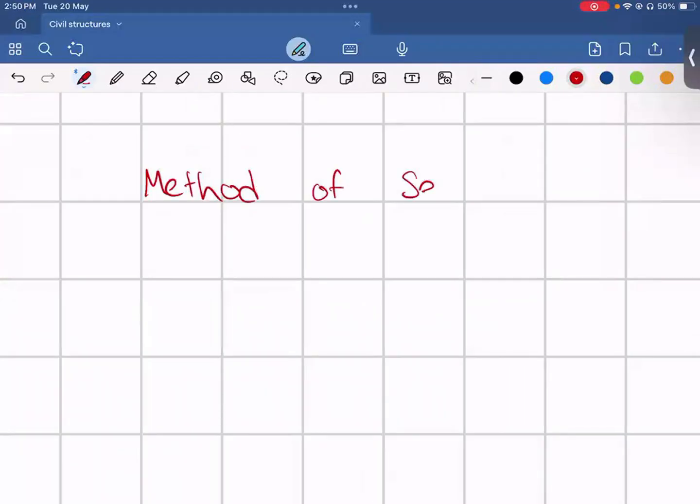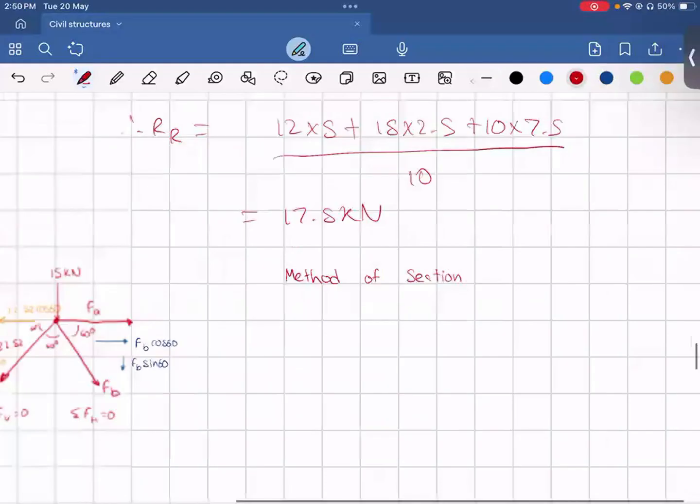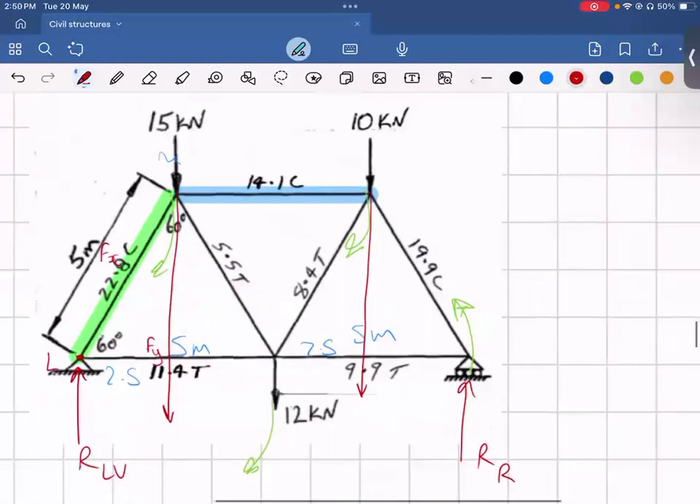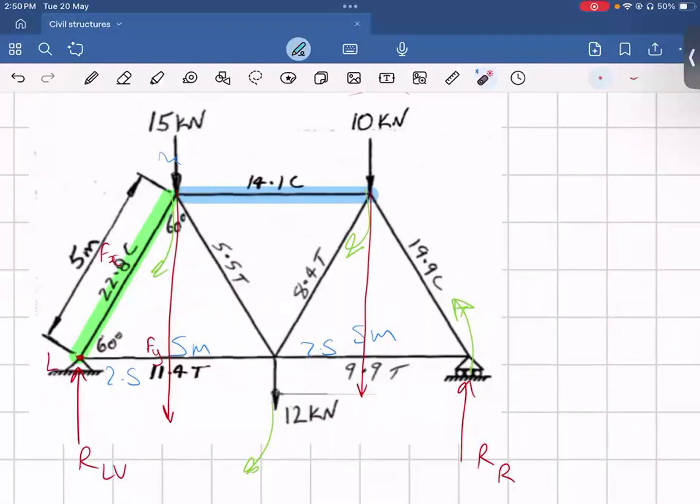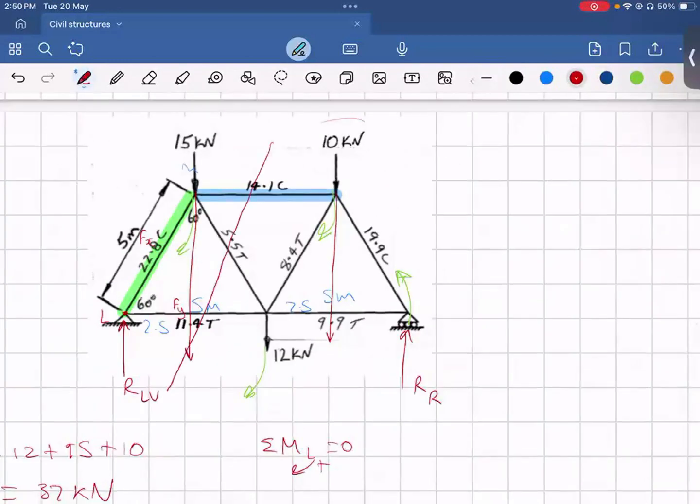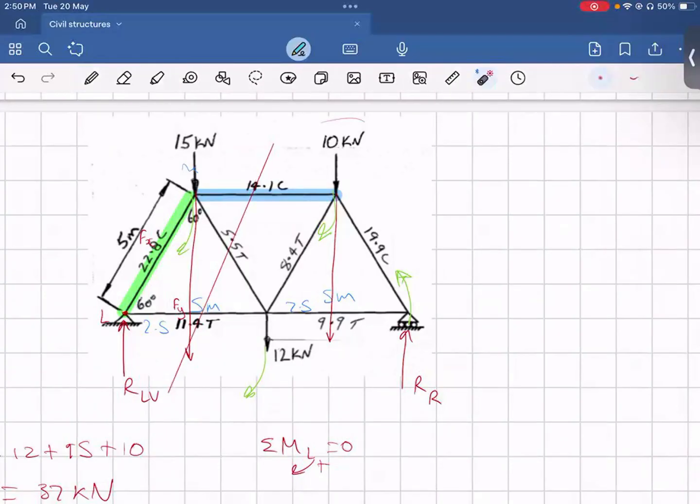Now, essentially how method of sections works is you have your truss and say this is the member we want to find the force and nature of. What we can do with method of sections is cut through our truss like so. Now, the rule for cutting through the truss is you can only go through a maximum of 3 members. So in this case, we have 1, 2, and 3 members we're going through.